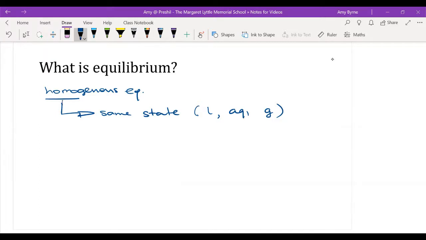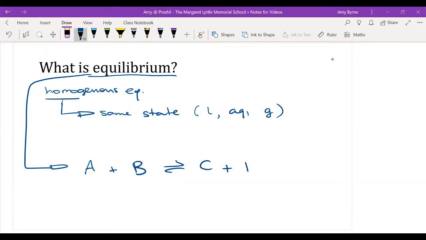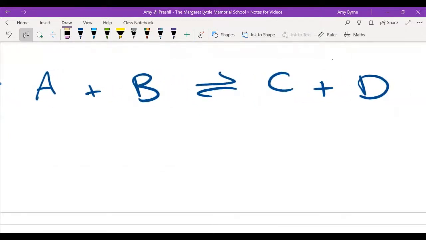So when we say equilibrium, we are talking about a process, a chemical reaction where, let's just say I've got A plus B reacting to form C and D. Now, so far in all of the chemical reactions we've spoken about, we've used a simple arrow. That means that 100% of the time, A plus B reacts to form C plus D.